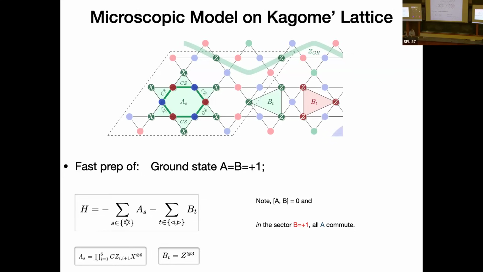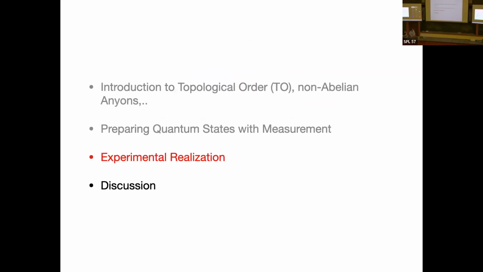And the way you do it is, again, you're going to start with all of the spins along the Z direction. B is already set to the value you want. And you use measurement to fix the value of A to get the right value. When you do that, you get the ground state. That's the state you want. Okay, so instead of showing you how to do that in detail, I'll just show you the experiment because that will serve the dual purpose of showing you the implementation.